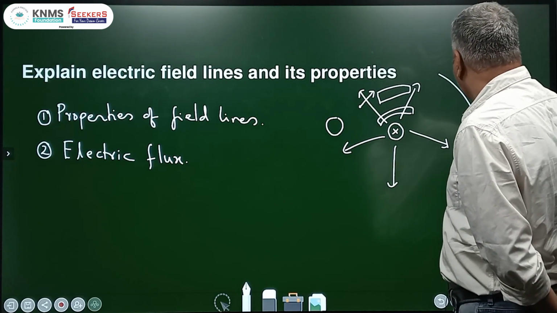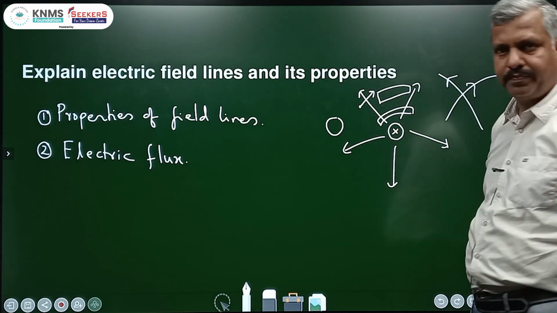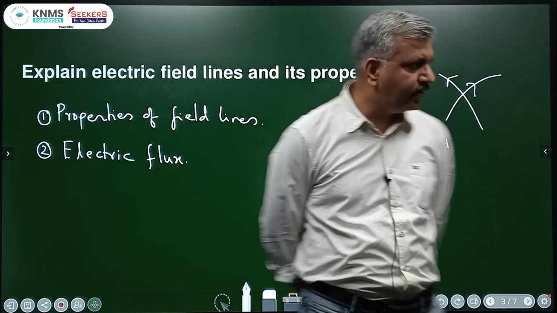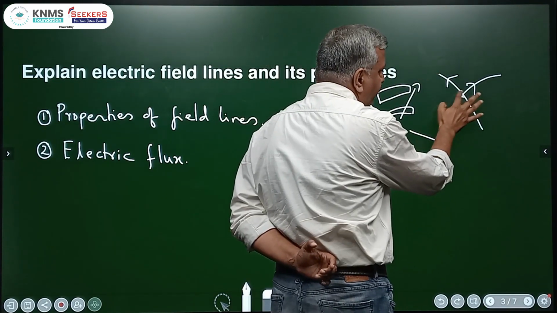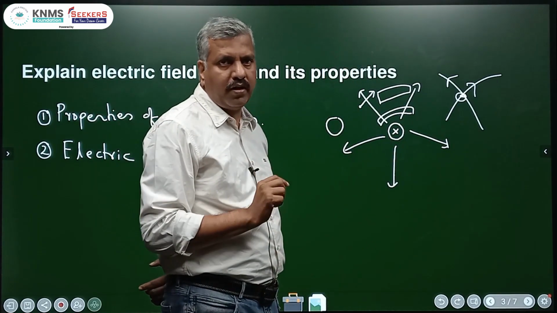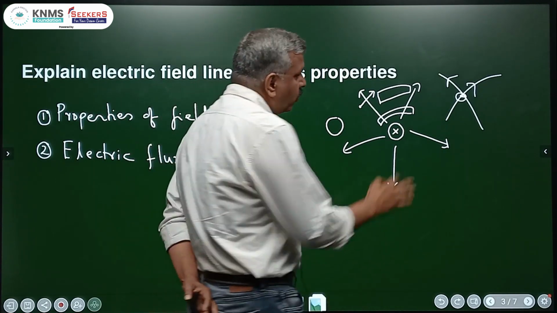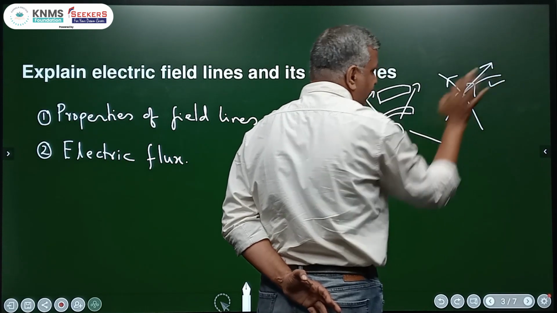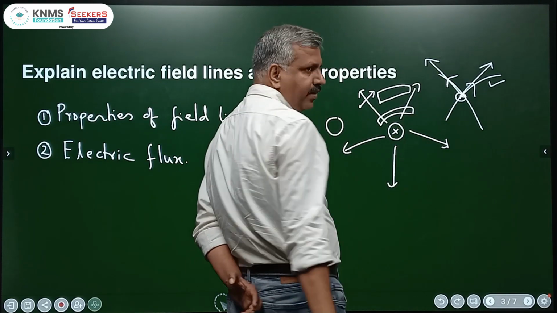The most important property, which is very often asked in your exams, is the fact that two field lines will never intersect. Why will two field lines never intersect? Let's look at this point of intersection. We already defined that a field line is drawn such that the tangent there gives you the direction of force on a positive charge. At this particular point, if you consider this field line, the tangent is like this. For this other field line, the tangent is like this.